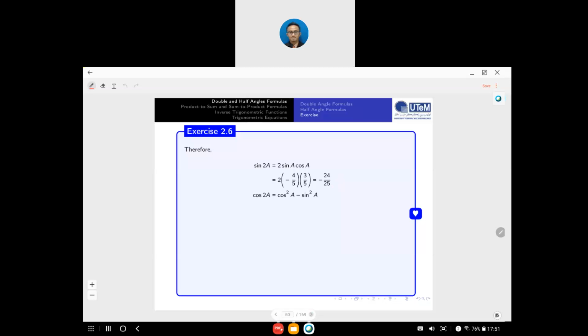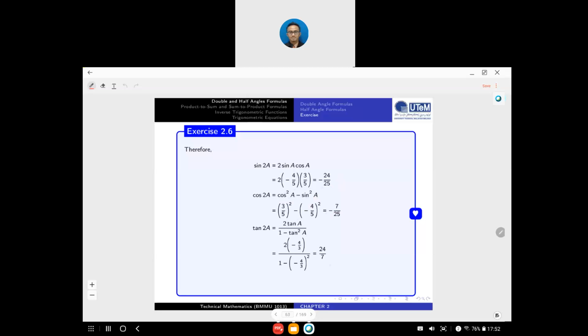Okay. And then cos 2a is also the same thing, equal to cos square a minus sin square a. So ni pun semua kita dah ada value. So you just substitute, you can get negative 7 over 25. And then the last one, tangent 2a equal to 2 tangent a divided by 1 minus tangent square a. So this one also same thing. We can get 24 over 7. This one for question 1.